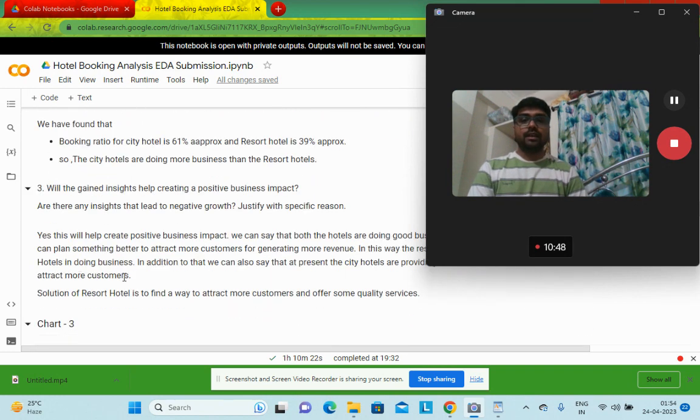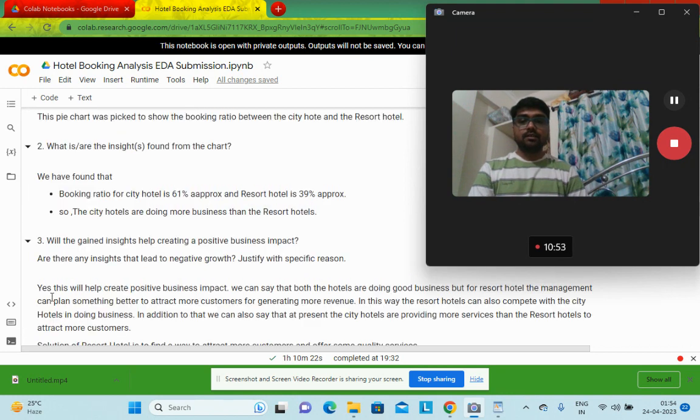So, the gain insights. Let's talk about the gain insights. The gain insights will help to create positive business impact. We can say that both the hotels are doing good business, but for a resort hotel, the management can plan something better to attract more customers for generating more revenue. In this way, the resort hotels can also compete with the city hotels.